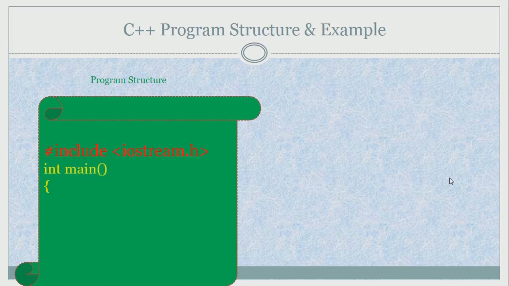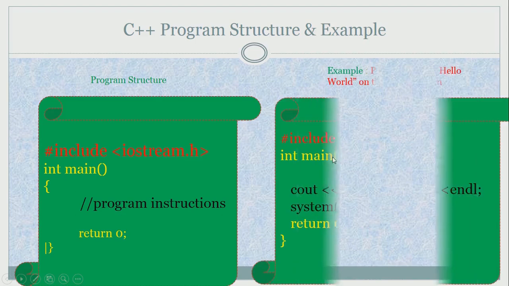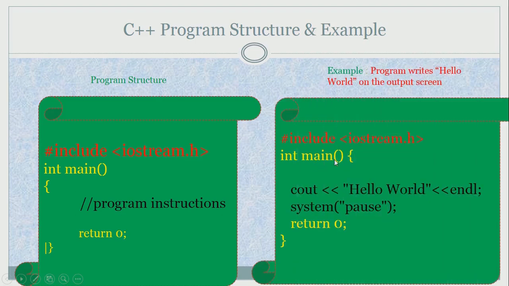Then we have a main function in yellow. This function basically has all program instructions in it, and every C++ program has a main function. All program statements are written in the main function till the statement return 0, which is the last statement of the program, and the main function ends with it. So here is a sample program that we are going to run in DevC++ now, and this program prints the words Hello World on the screen. So let's go to DevC++ and run it.